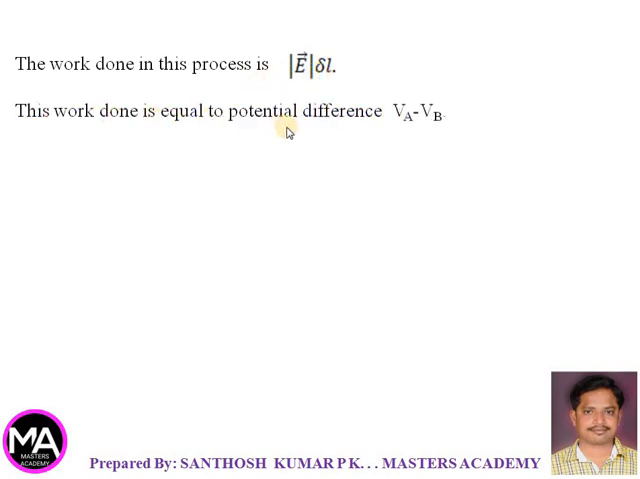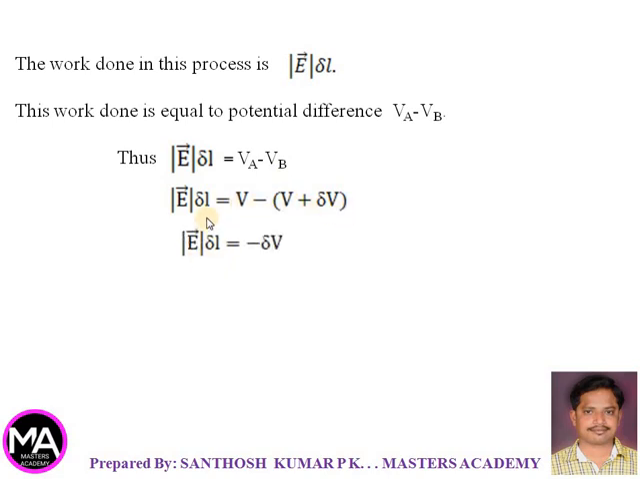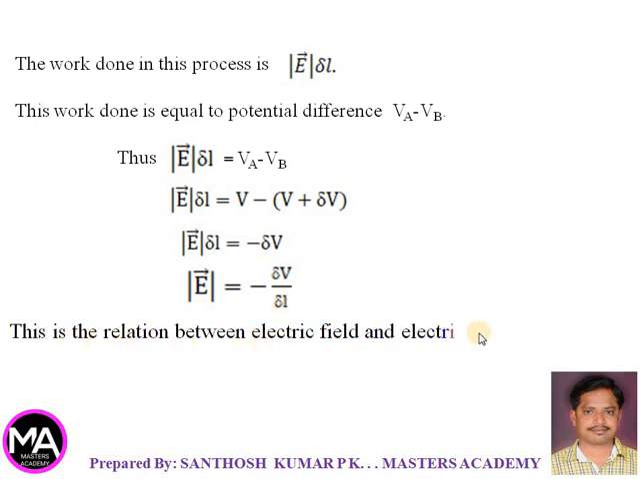This work done is equal to the potential difference between the two surfaces, that is VA minus VB. Thus E into delta L is equal to VA minus VB. The potential of VA is V and the potential of VB is V plus delta V. So V minus (V plus delta V). So E into delta L is equal to minus delta V. Therefore, vector E is equal to minus delta V by delta L. This is the relation between electric field and electric potential.